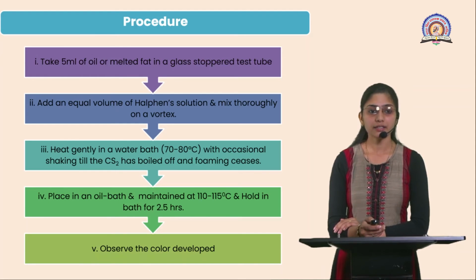Then heat that test tube gently in a water bath at 70 to 80 degrees Celsius with occasional shaking till the CS2, that is carbon disulfide, has boiled off and the foaming ceases. Next, place that test tube in an oil bath maintained at 110 to 115 degrees Celsius and hold it for 2.5 hours. After 2.5 hours, observe the test tube for color development.